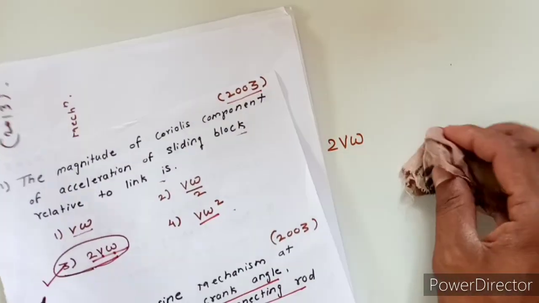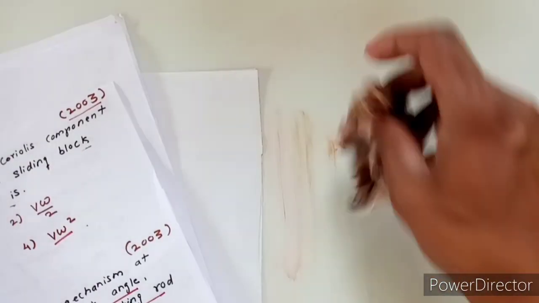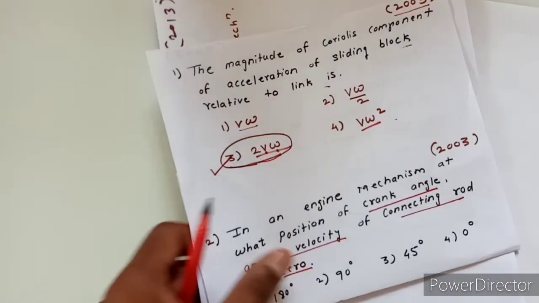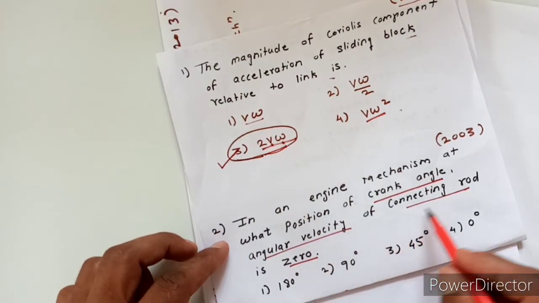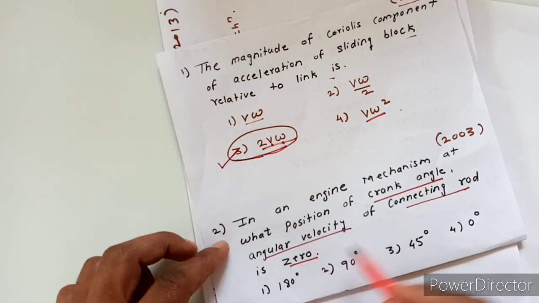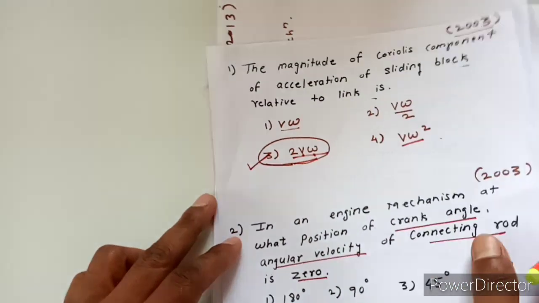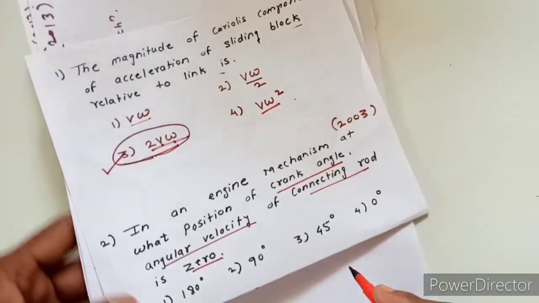Now question number 2, in an engine mechanism, at what position of crank angle is the angular velocity of connecting rod 0? 180 degrees, 90 degrees, 45 degrees or 0 degrees. Now we will solve this using equation.